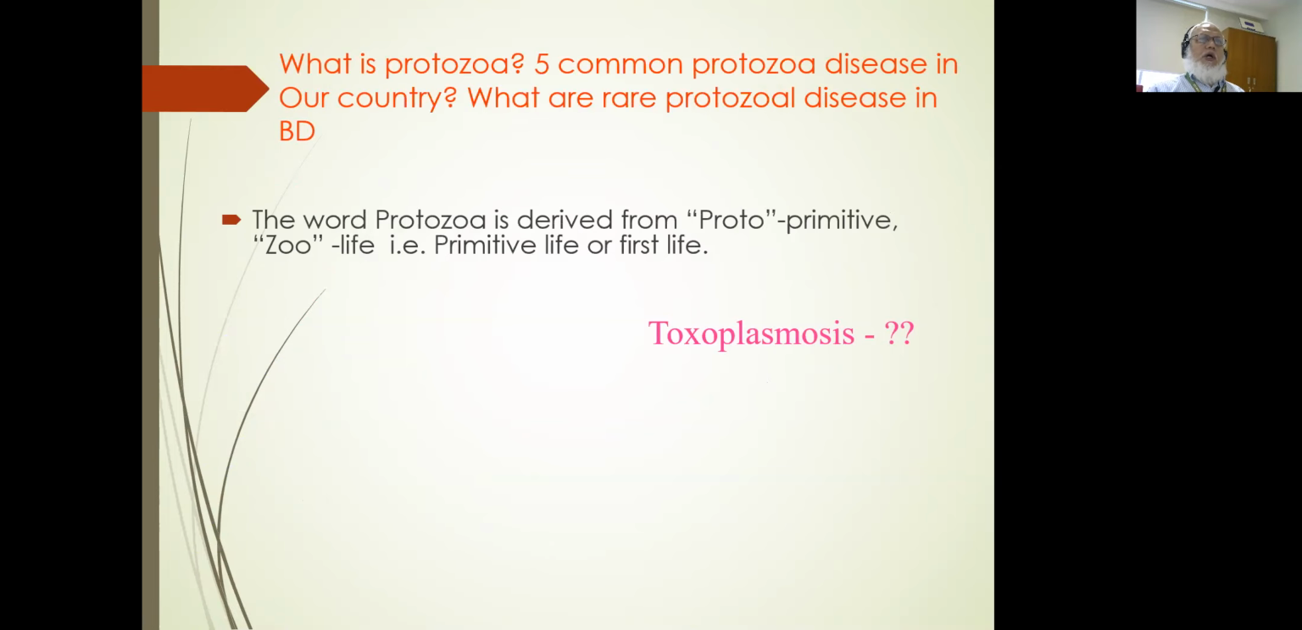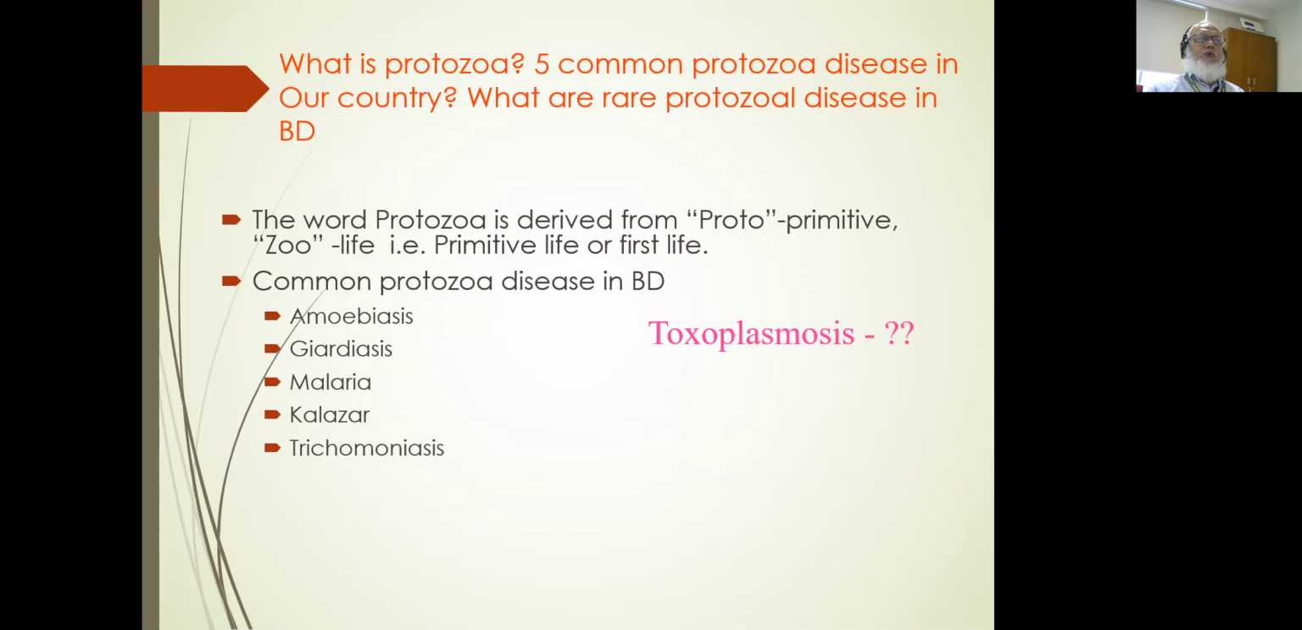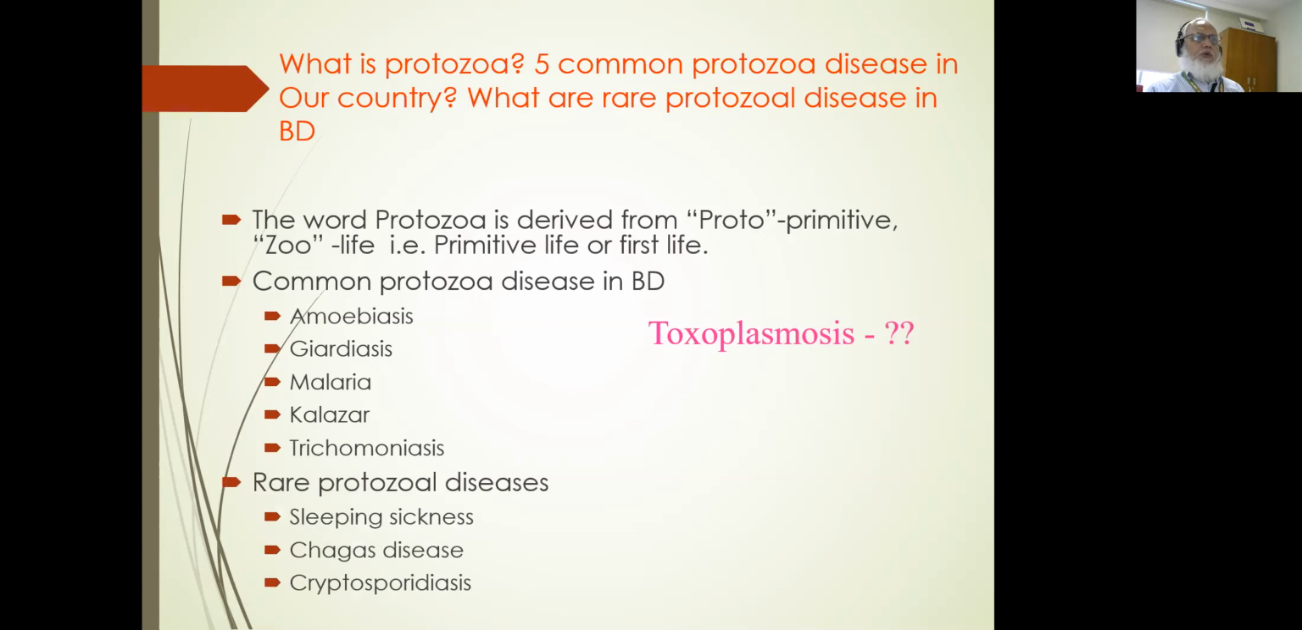What is protozoa? And common 5 protozoa in Bangladesh. Protozoa means primitive. The word protozoa is derived from proto meaning primitive and zoon meaning life, that is primitive life or first life in the world. Common protozoal diseases in Bangladesh include amebiasis, giardiasis, malaria, Kala-azar, and trichomoniasis. We do not know the prevalence of toxoplasmosis. Rare protozoal diseases are sleeping sickness, Chagas disease, and cryptosporidiasis.